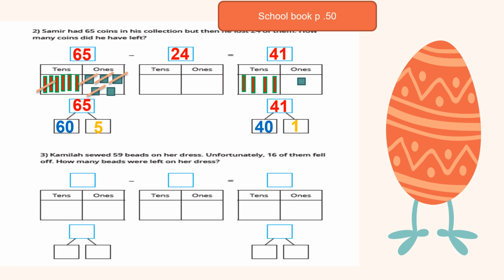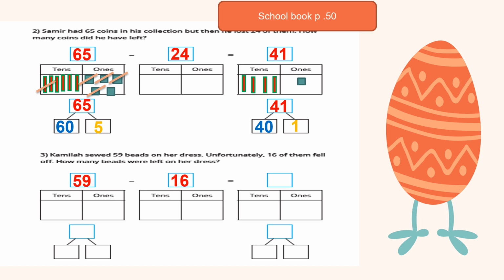Next story problem. Camila sewed 59 beads on her dress. Unfortunately, 16 of them fell off. How many beads were left on her dress? Left is a key word for subtraction. So 59 minus 16.